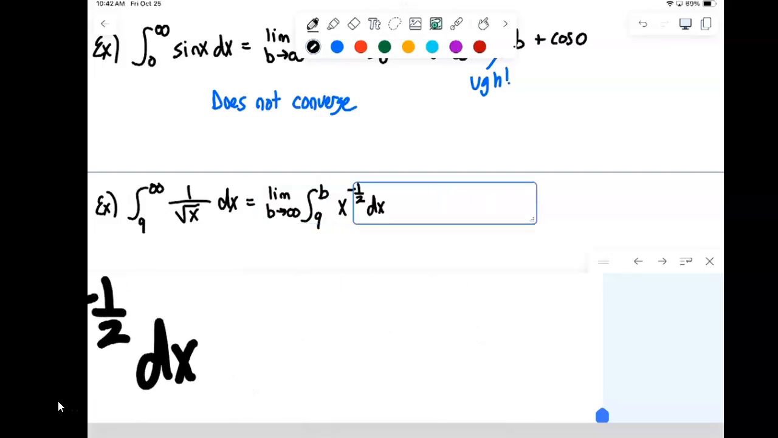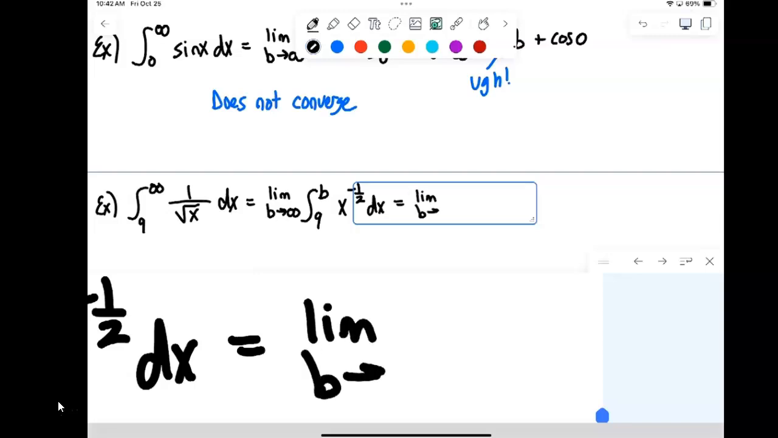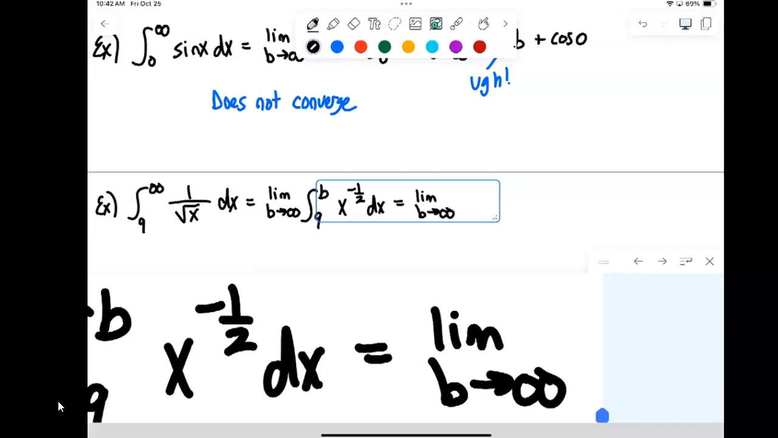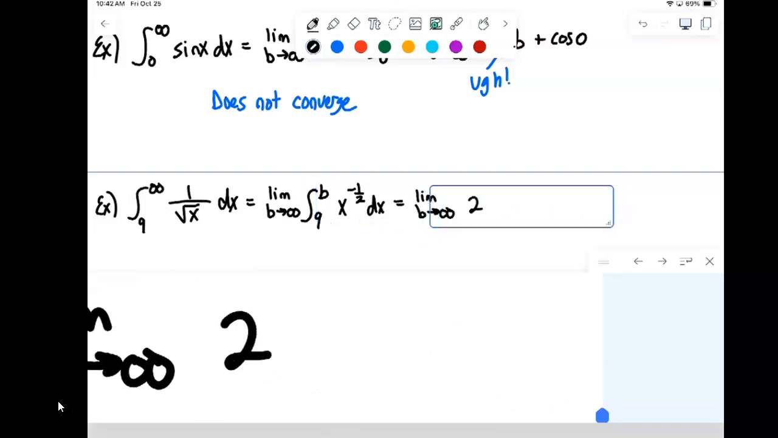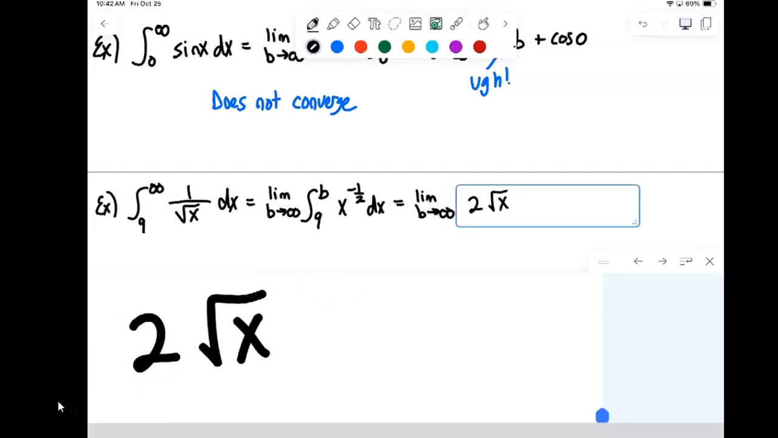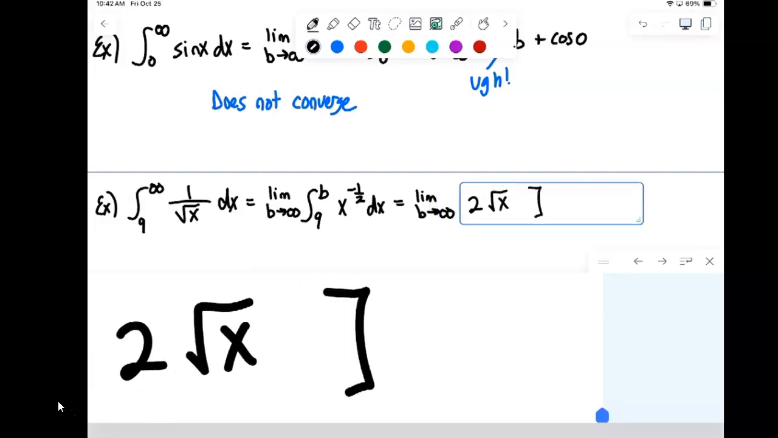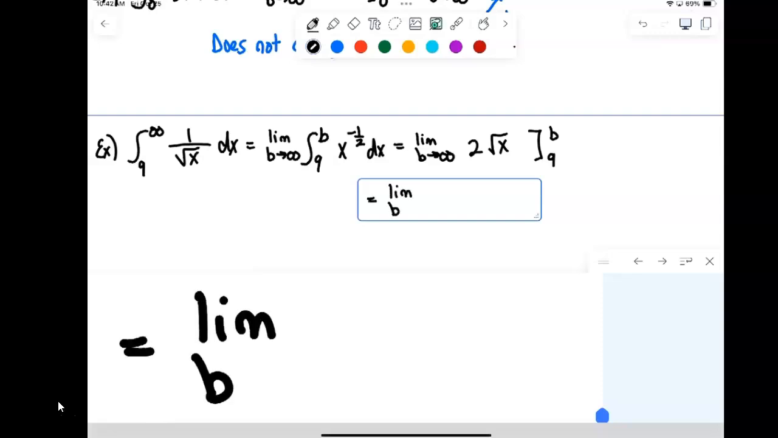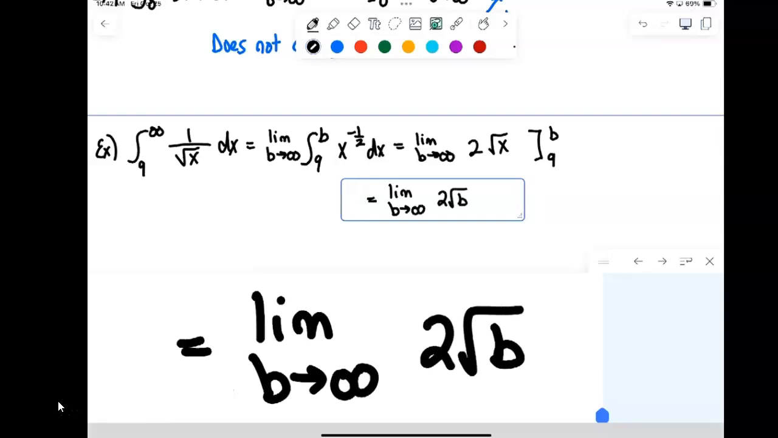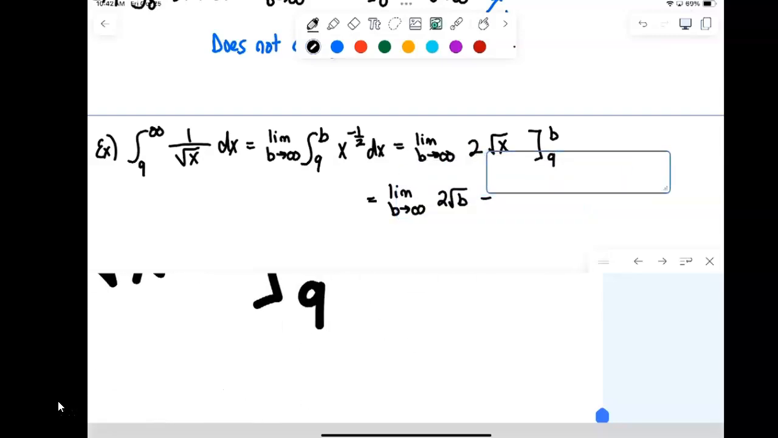Okay, so we do our antiderivative. Limit as b goes to infinity. Add 1 to the exponent, which will make it x to the 1/2. We divide by 1/2. That would be 2x to the 1/2, or 2 square root of x, evaluated between 9 and b. Simplifying, the limit as b goes to infinity of 2 square root of b minus 2 times the square root of 9.